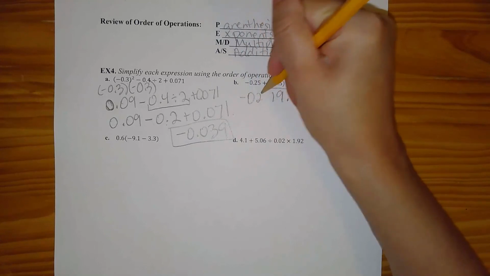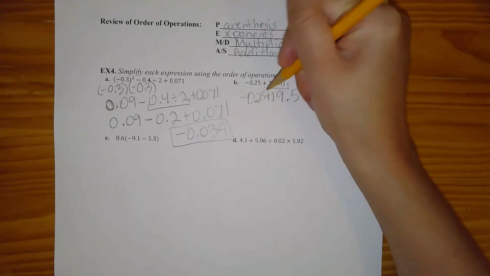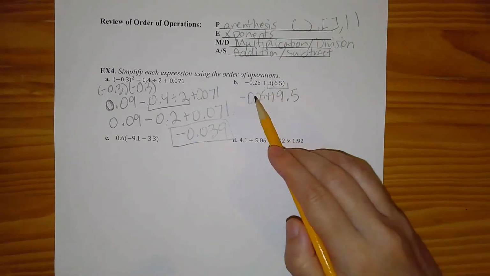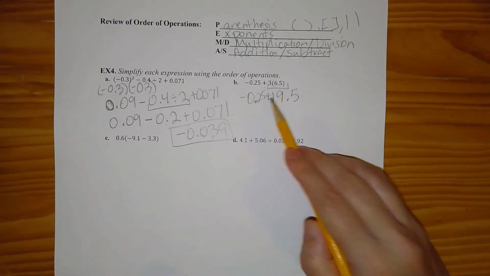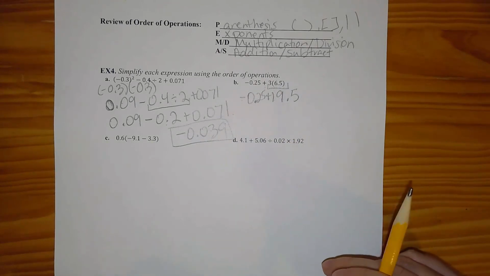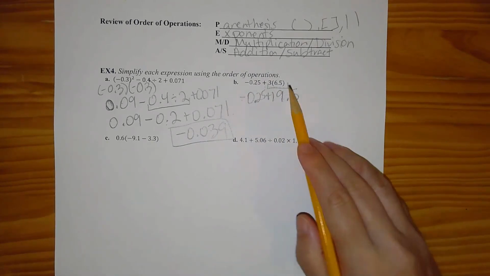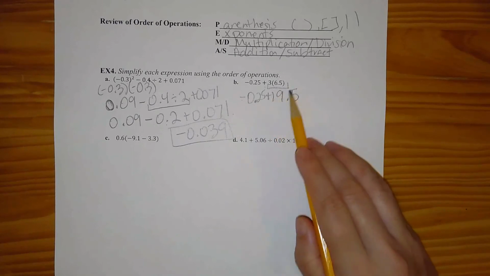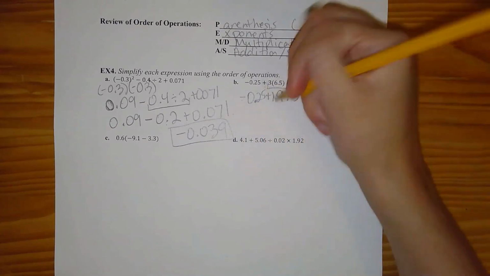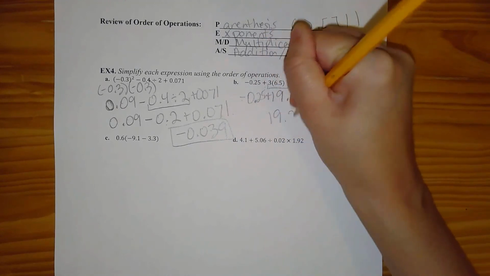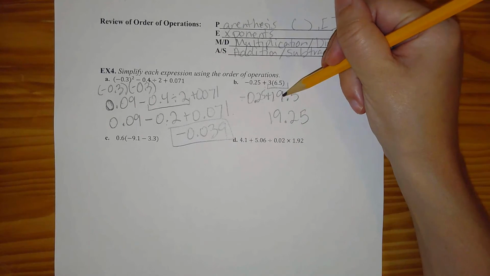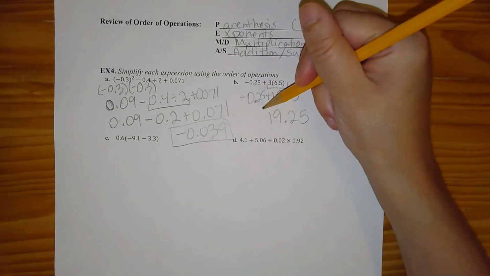Then I'll just go ahead and bring the rest down. Negative 0.25 plus 19.5. Then you're adding. So we've got a negative number plus a positive number. A negative plus a positive means I should be subtracting and not adding. So really, in your calculator, you'll do 19.5 minus 0.25, which will give you 19.25. It is positive because my bigger number, my 19.5, was positive.